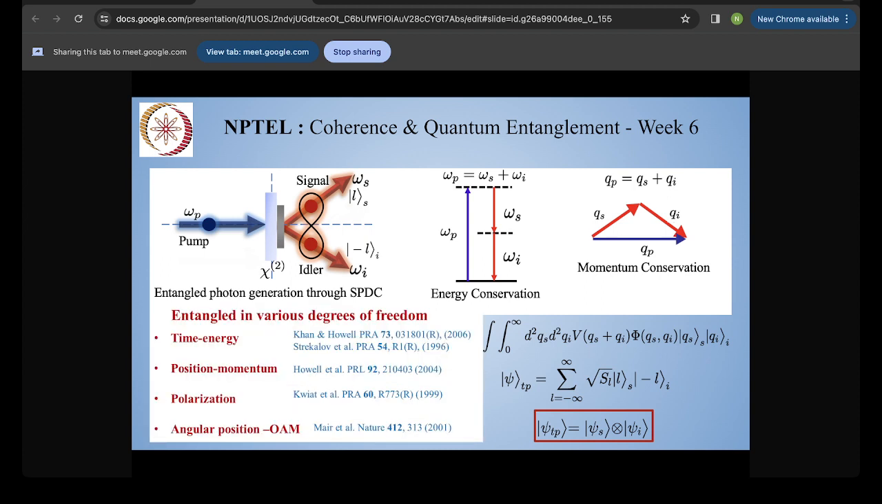And this entanglement can be observed in various degrees of freedom, like time energy, position momentum, polarization, angular position, OM. So these are the few papers that I have listed, if you want to study and go deeper into this, then you can find them. And I just want to mention that entanglement can be observed in various degrees of freedom, and this is very much basis dependent. So whether in time energy, position momentum, or in every degree of freedom, you can observe this entanglement. And for each of them you can find these papers if you are interested to study more on this.